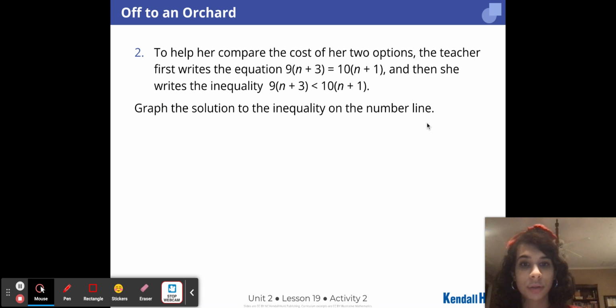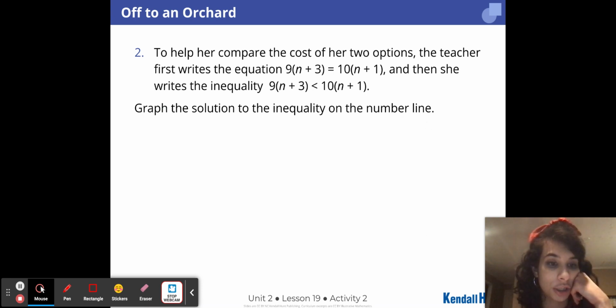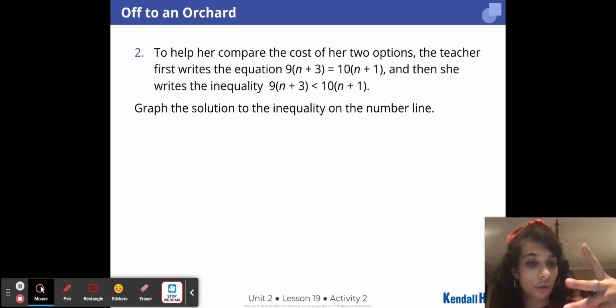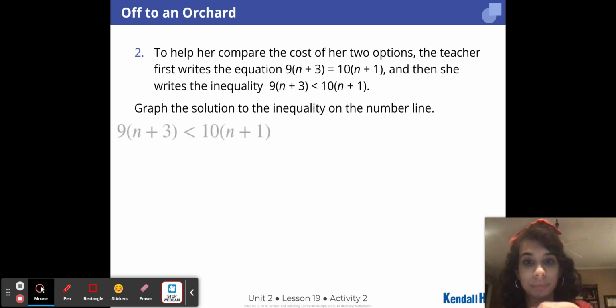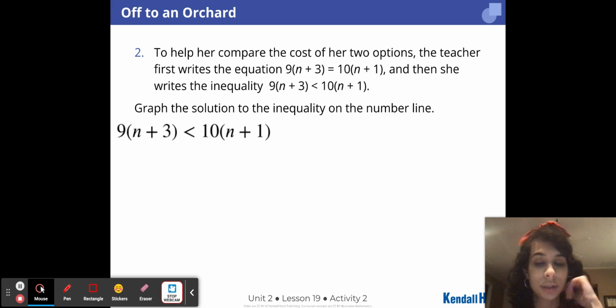For your next statement, I want you to graph the solution to the inequality on the number line. I'm going to show you 3 different ways you can solve inequalities. You can use any of the 3 ways you would like. I'm going to introduce one way to you right now. I'm going to introduce 2 other ways in a couple of minutes, and I'll give you examples for all of them. So, one way is to just solve the inequality as an inequality.